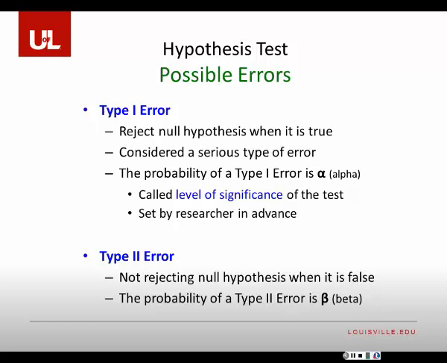A type 2 error is a lot harder. A type 2 error is the error of not rejecting a null hypothesis when it's false. So this is the false positive rate.